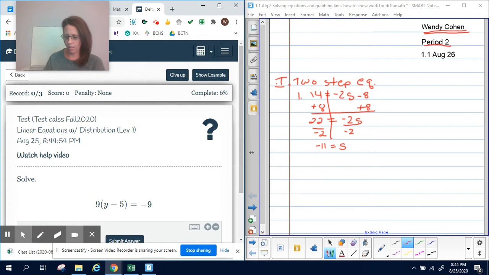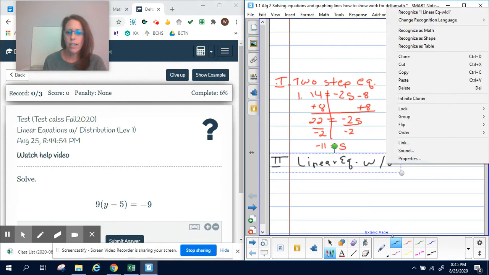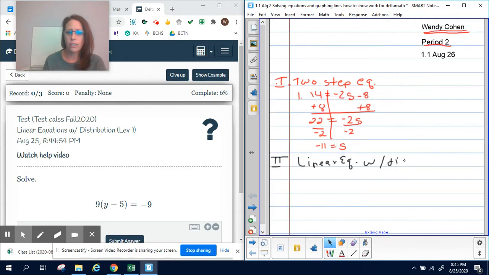After you get at least 3 correct in that first category, then you're going to hit the back button and hit the second section. The second section is titled Linear Equations with Distributive Level 1. Try not to abbreviate too much. I'm just learning how to write with this new tool, so I'm going to do a little more abbreviating.